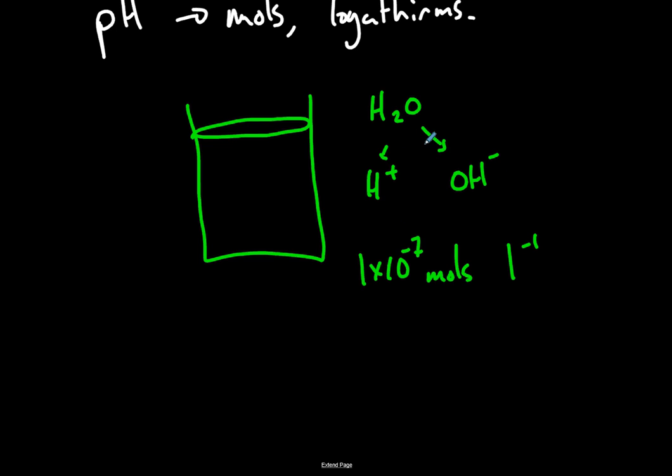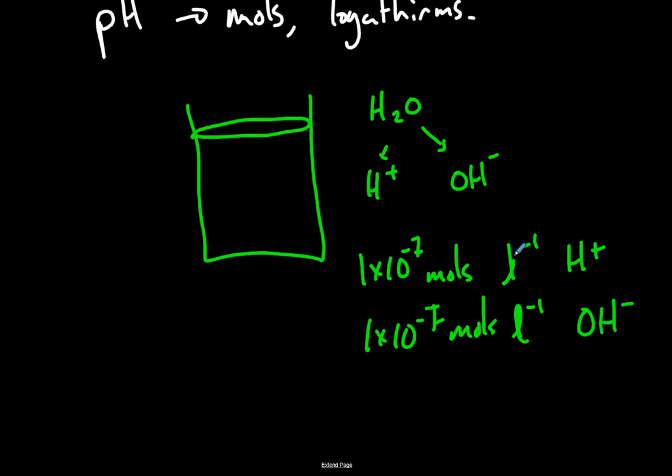And because there's an equal amount of H plus and OH minus in regular water, there's also that number of moles of OH minus. So 1 times 10 to the negative 7 moles per liter of H plus in normal everyday water, and 1 times 10 to the negative 7 moles per liter of OH minus in regular water. Here, I'll make this look more like an L so it doesn't look like a 1.